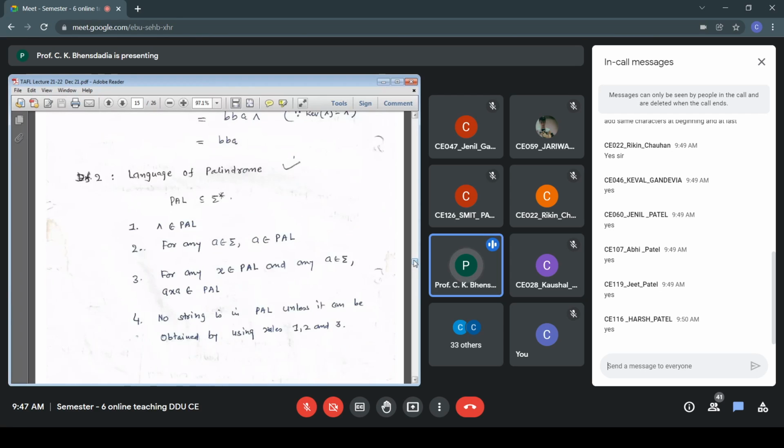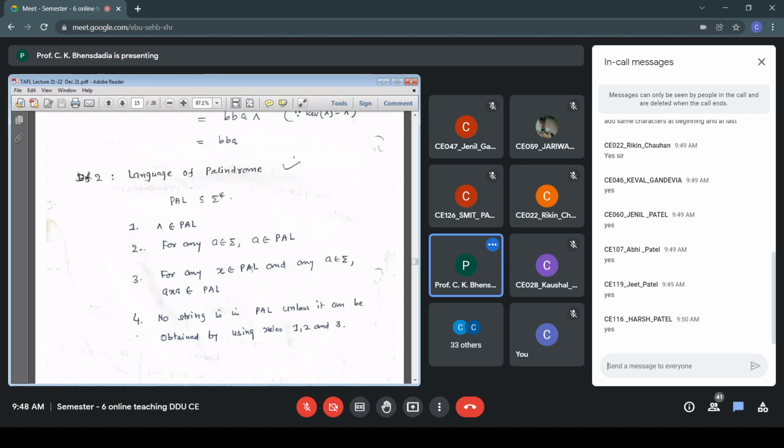The second definition of palindrome, of course, is the non-recursive definition. It can be done using the reverse function, as rightly said. I think Keval had said earlier, the palindrome can also be defined in a non-recursive manner, and the definition is this: palindrome is equal to, within curly brackets, x belongs to sigma star such that reverse of x is equal to x. This is our non-recursive definition.